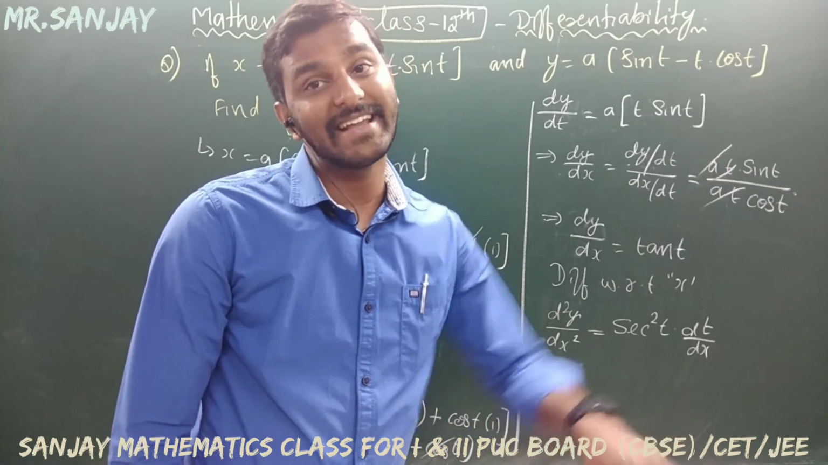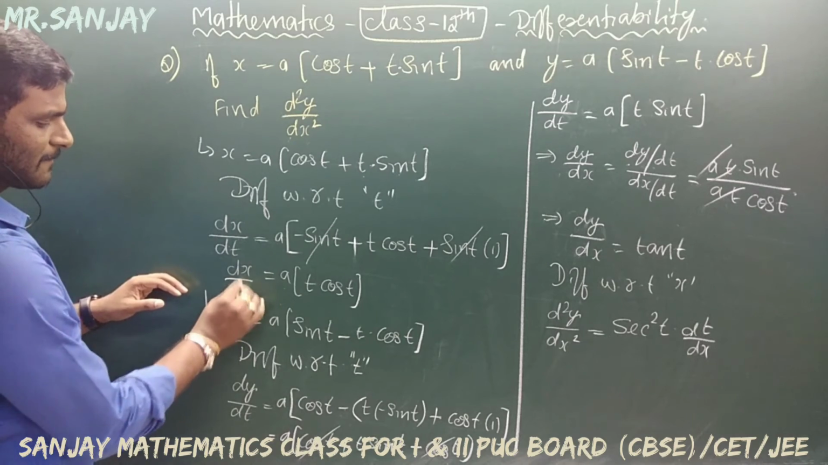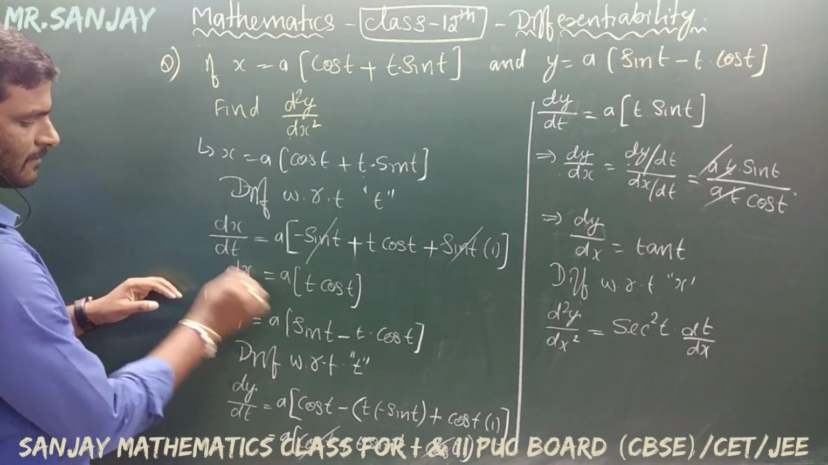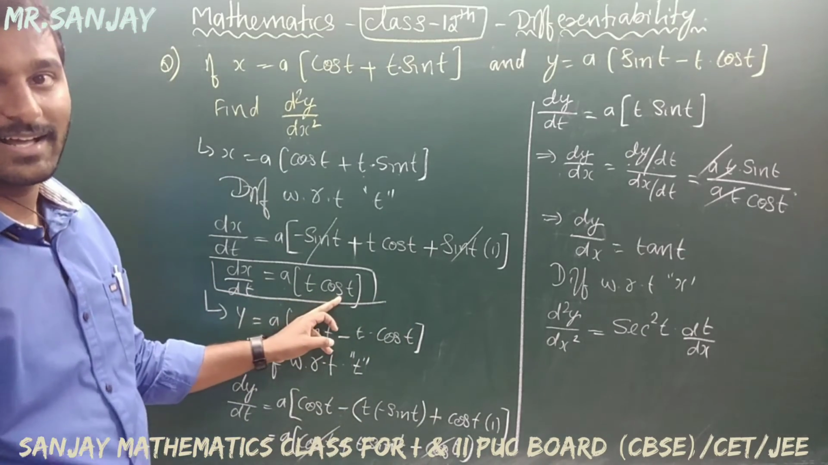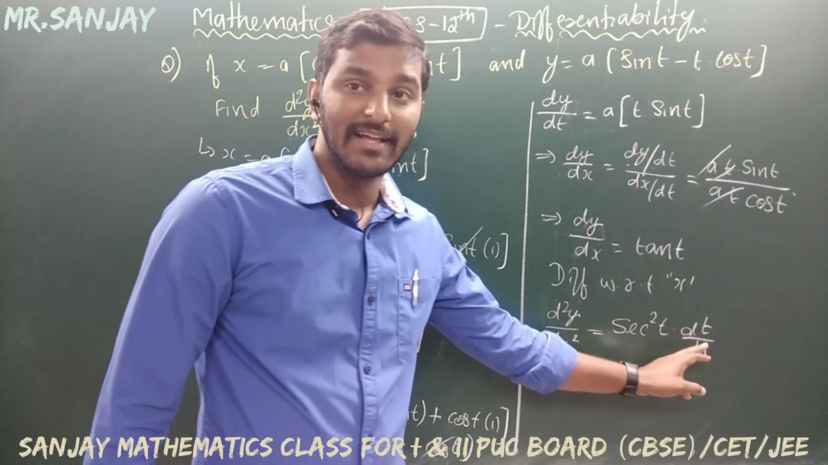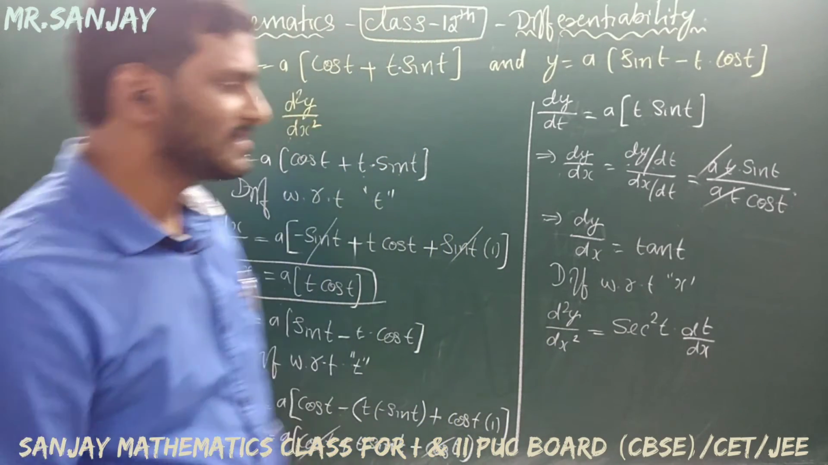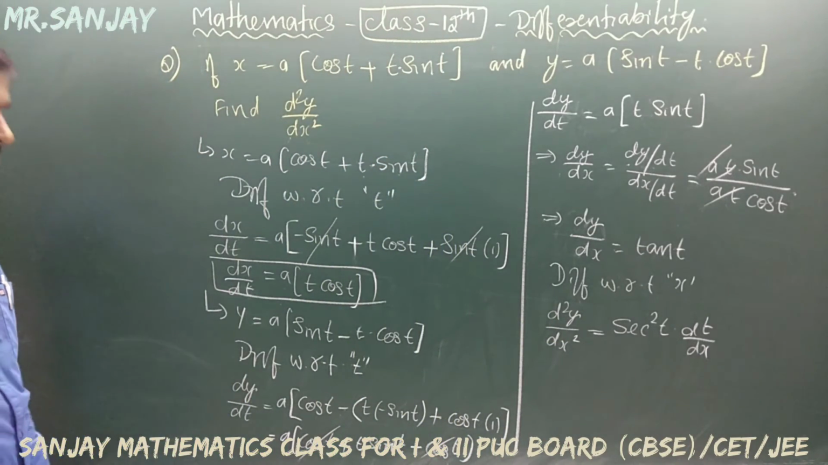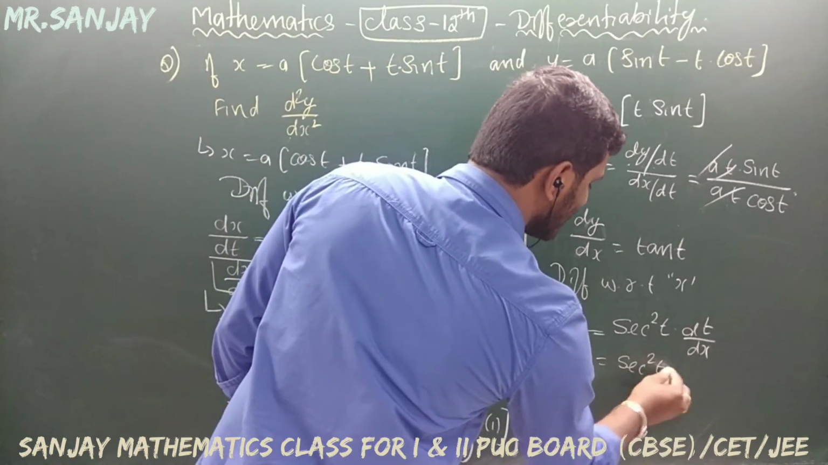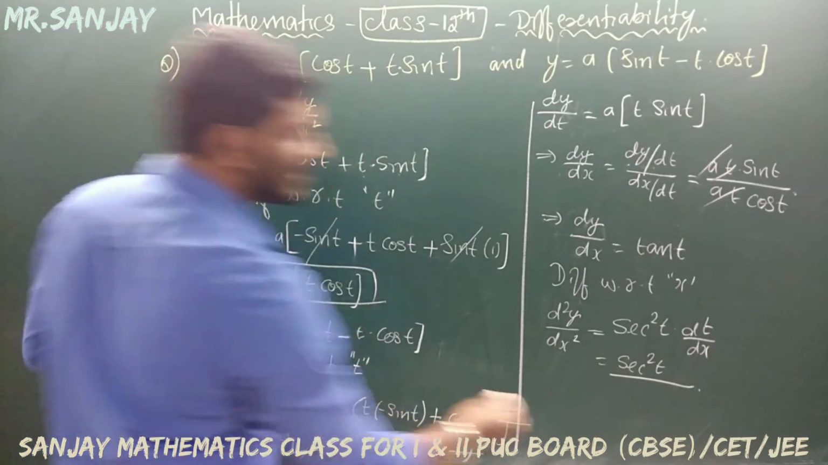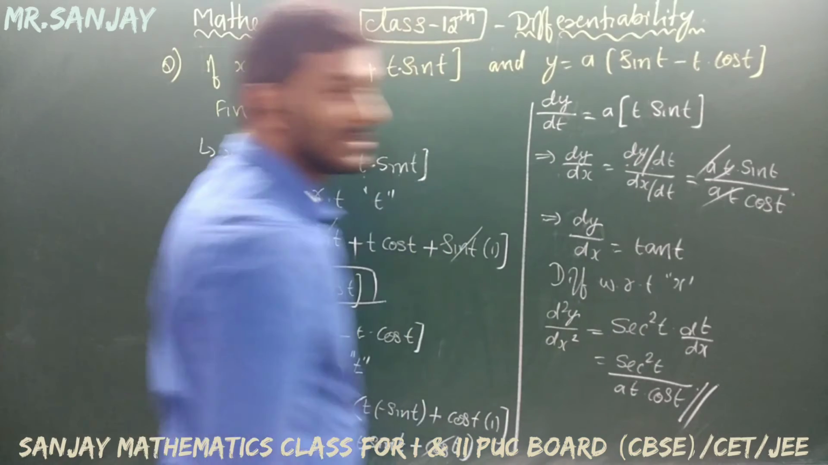But what is the dx by dt? What is the dx by dt? A into t cos t, correct? But here they are asking dt by dx. What is the dt by dx? Very good. So that is equal to secant square t divided by a t into cos t is the required answer.